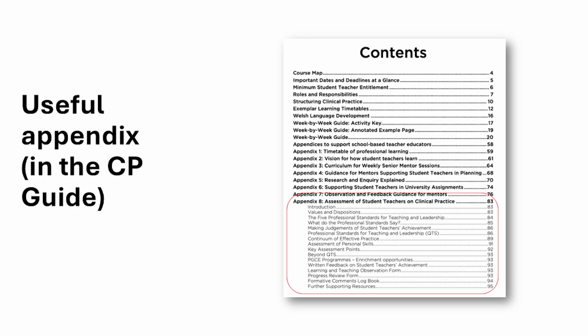The first resource that I'm sure you'll be very familiar with at this point is the Clinical Practice Guide. And everything that we refer to here, any documents, any tables, can all be found in that appendix, Assessment of Student Teachers on Clinical Practice, that can be found in the guide. So if ever you're unsure of anything or not sure where to find something, go to the Clinical Practice Guide and it will almost always be there.